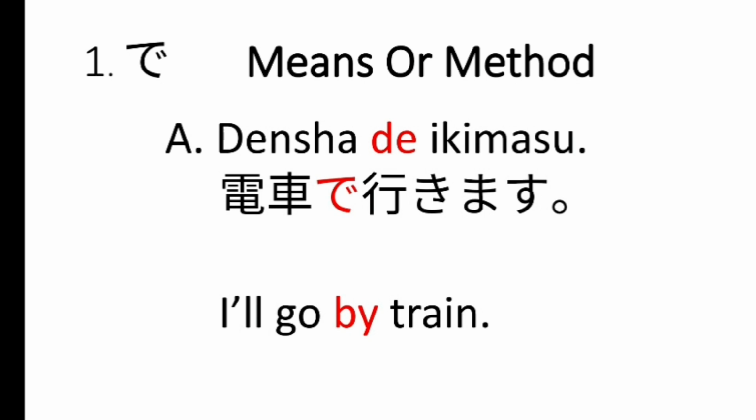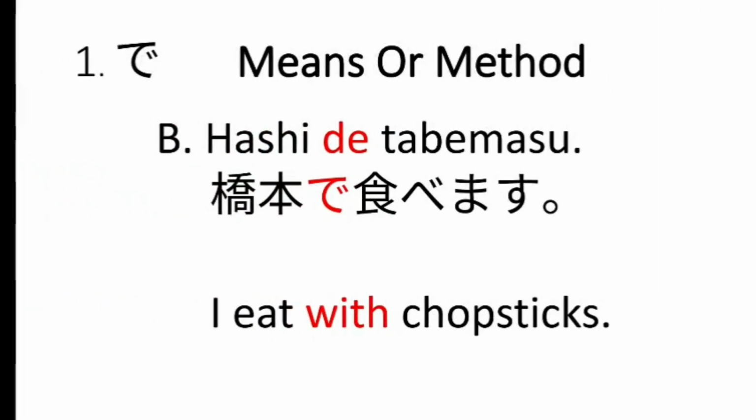Our next de has the same meaning. It also indicates a means or method, but in this case, this is not a vehicle but a tool. What tool? Chopsticks. So what is the means or method that you will use in eating? Hashi. Hashi is chopsticks. So hashi de tabemasu. I eat with chopsticks.